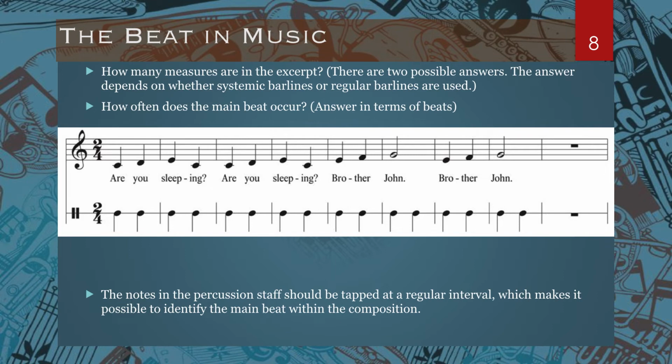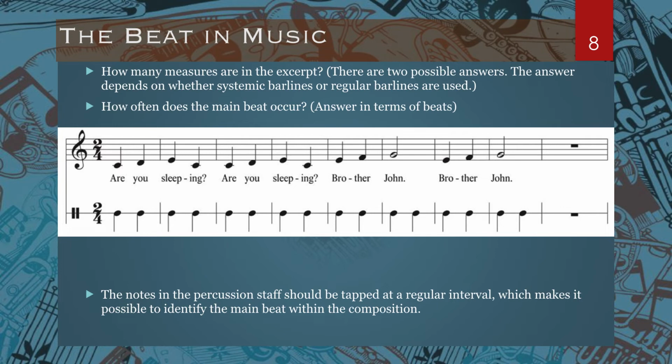So if you said there are 9 systemic bar lines, you'd be correct. You have to double that for the regular bar lines. So that gives us a total of 9 measures if we're just counting the systemic bar lines, or 18 measures if you're counting every measure in the piece.